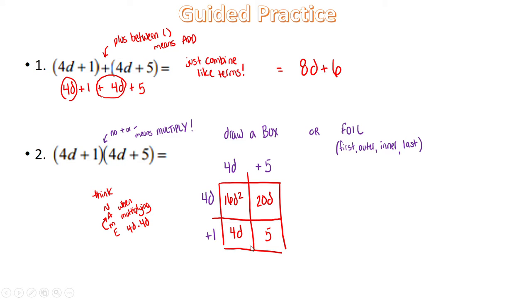We have like terms. If you did this right, it's always going to be your bottom left and your top right. We need to add those together. So 4 plus 20 becomes 24D. This is going to become your middle term because our biggest exponent goes first, which is going to be our top left box. And then we're going to drop the one that doesn't have a D with it as last.